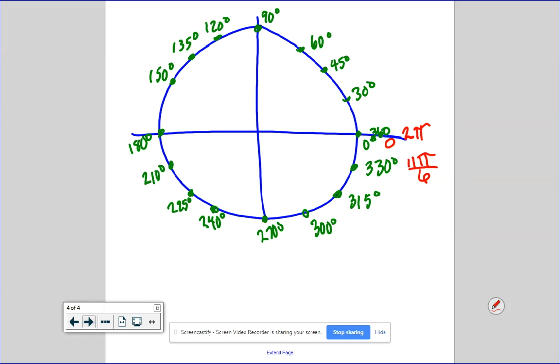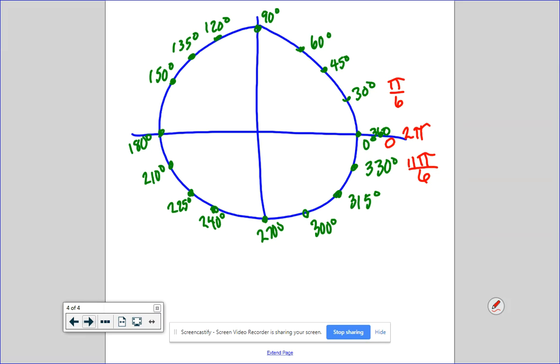So if we start with 30 degrees, how many 30s go into 180? 6. So 30 degrees is pi over 6. Because again, pi is 180 degrees. It's half a circle. Well, there are 6 of those in pi over 6.